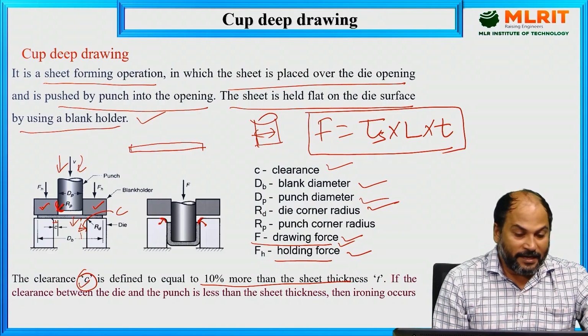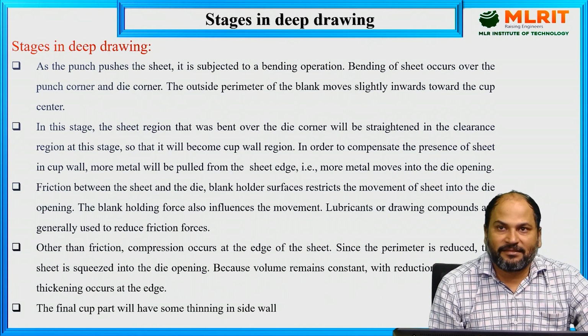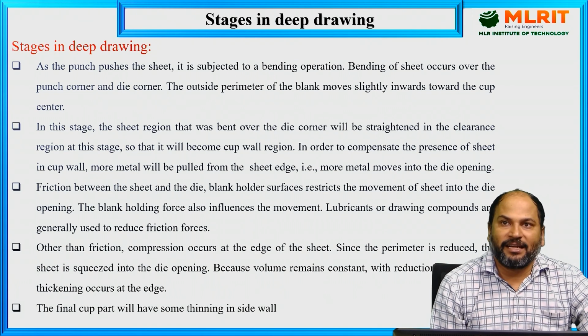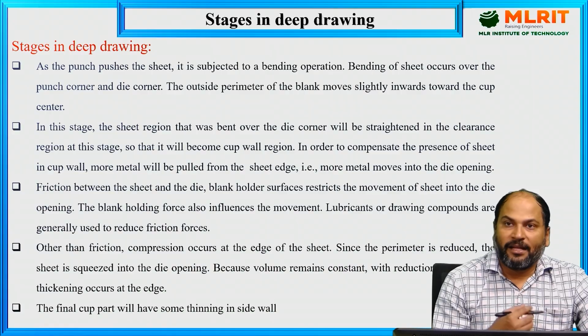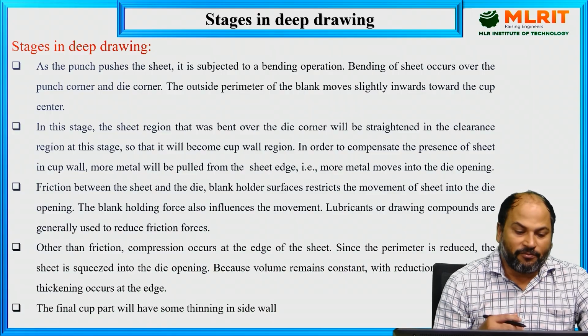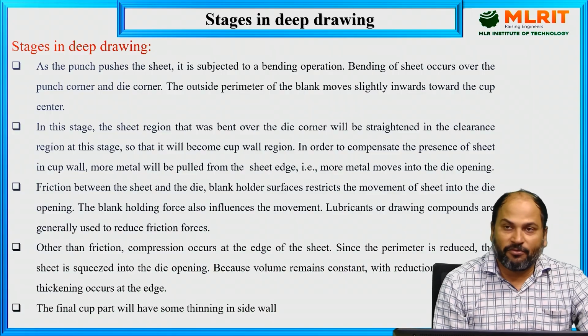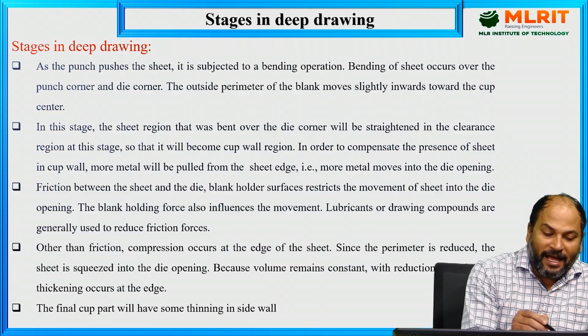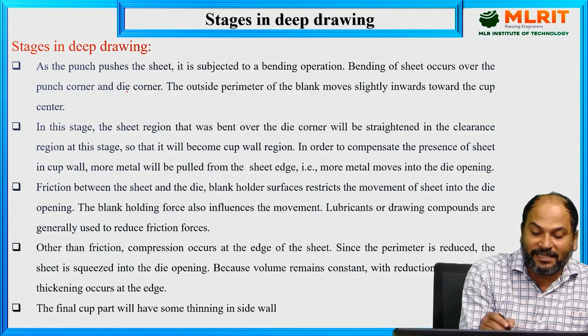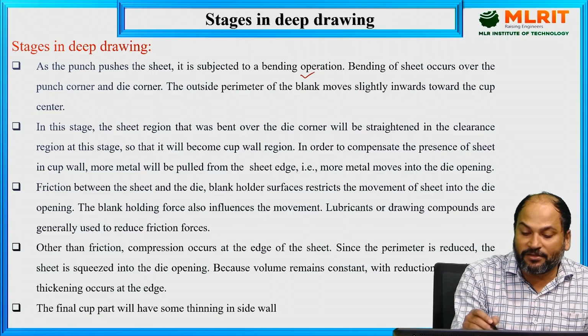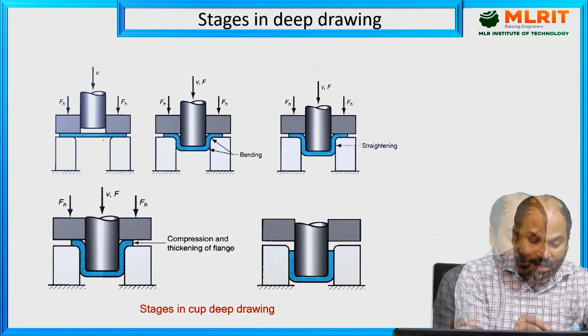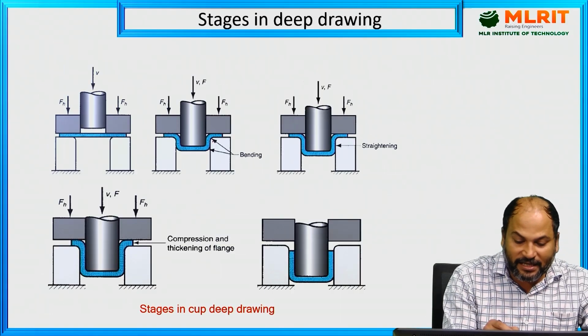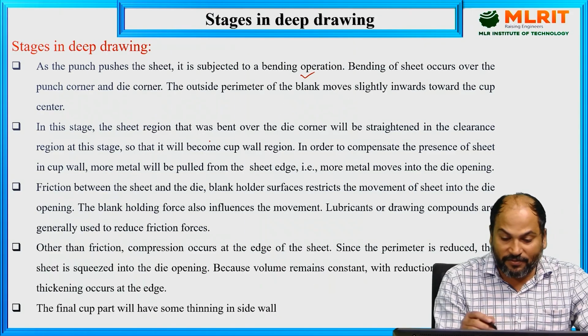So next are the different stages, as I said, and at every stage in deep drawing what happens, we are going to discuss one by one. So first we'll take step 1. As the punch pushes the sheet, it is subjected to a bending operation. We can see here, the diagram is also there. As it pushes, there will be bending of the blank. That's what has been written here.